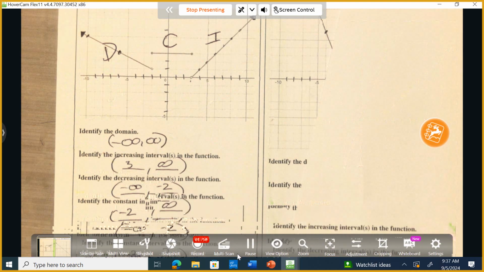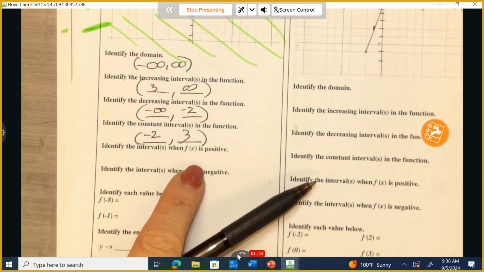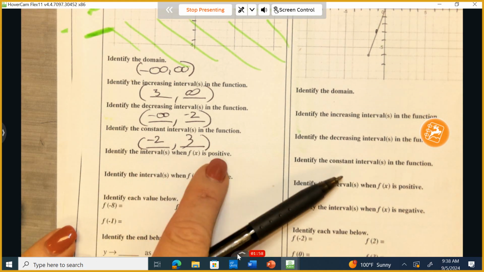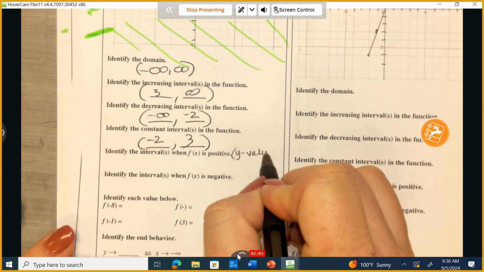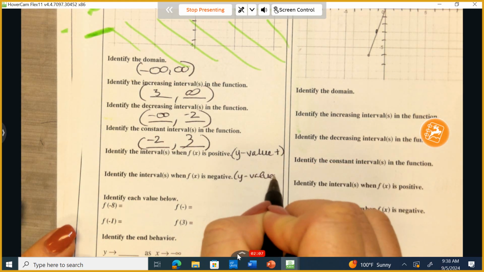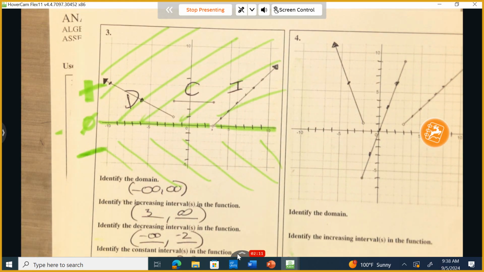We're going to move on to what most people think is the most difficult part of this. And what the heck does this mean? We're going to identify, if they exist, what are the intervals where the function is positive. So this means where are there intervals where the y values are positive and where are there intervals where the y values are negative. So I went ahead and I took a highlighter.